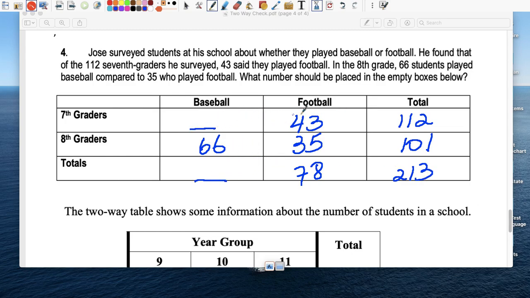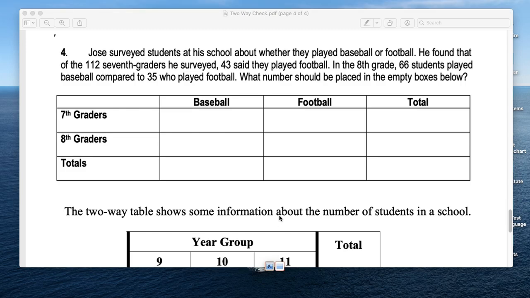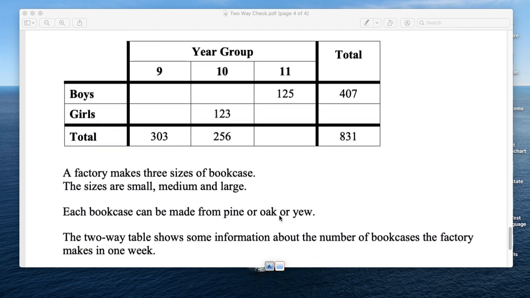So something plus 43 is 112, so I'll do 112 minus 43, and that gives me 69. And I can easily do this, 135. So 135 plus 78 is 213. Make sure that these two add up to 213. Okay.